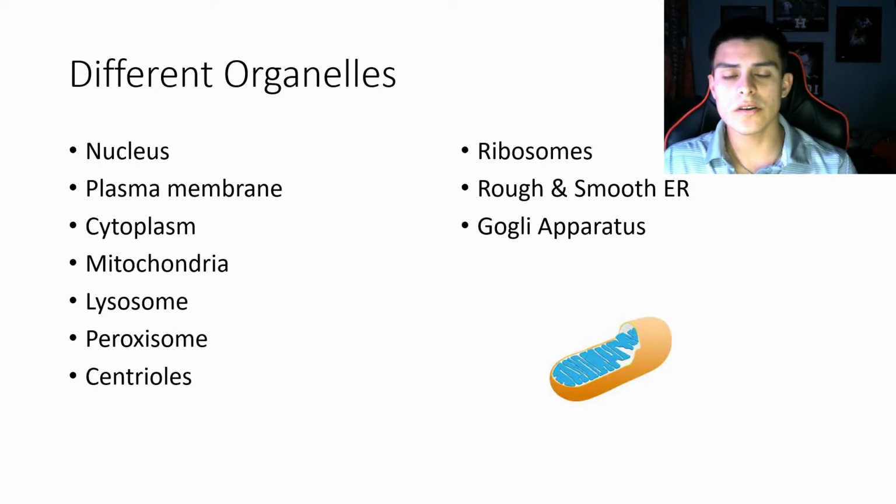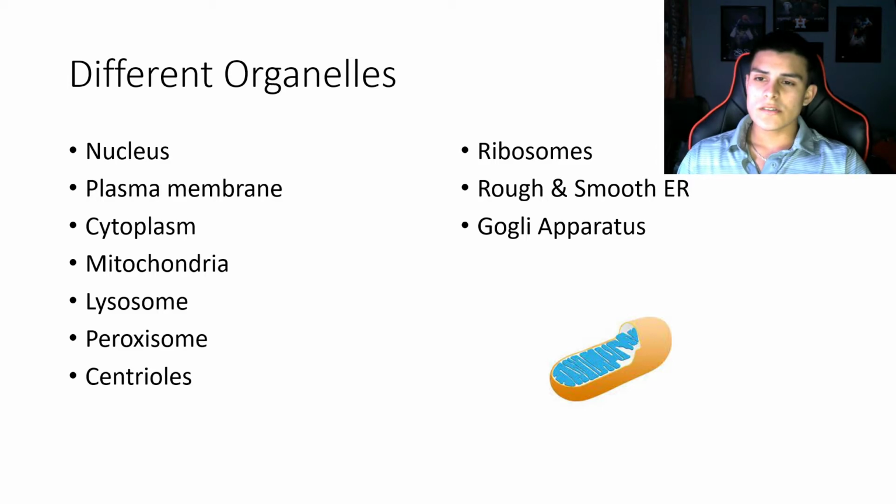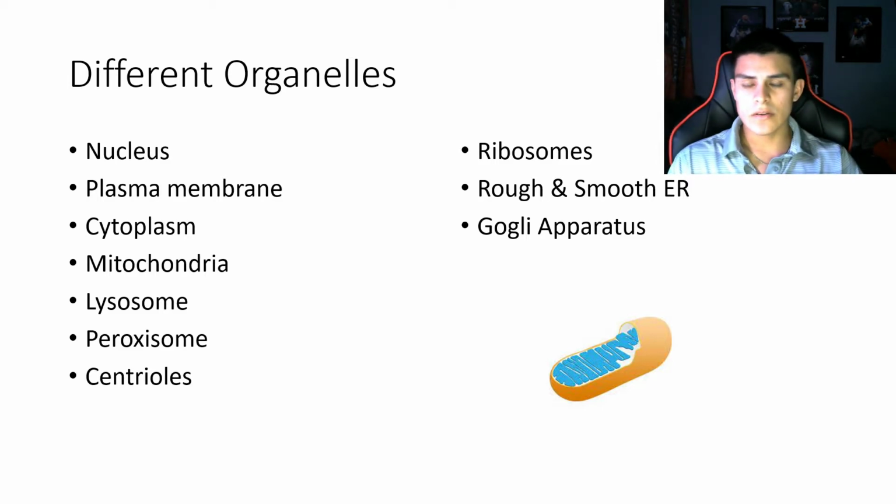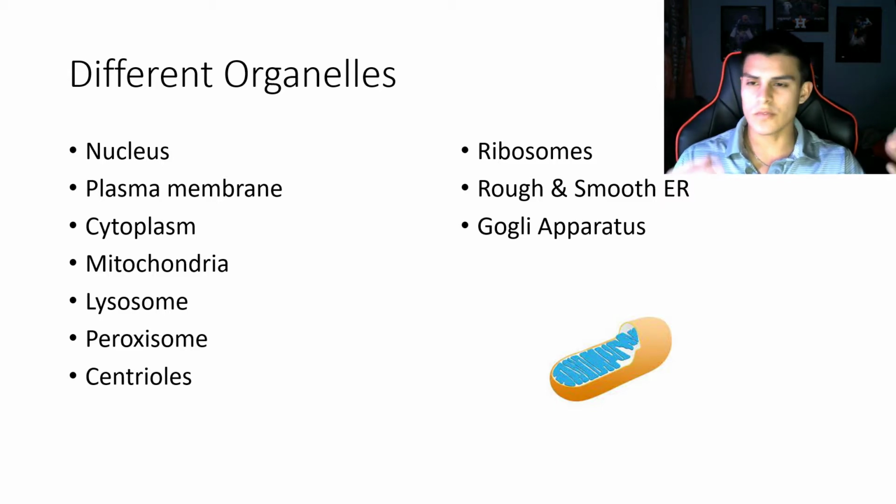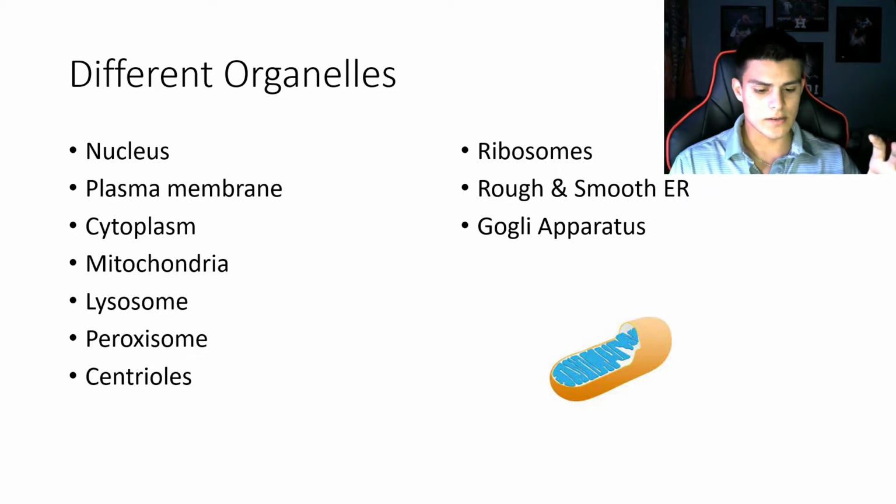We have the different organelles. We have the nucleus, which is the brain of the cell. It tells the other organelles what to do, basically. We have the plasma membrane that separates the insides of the cell, which is like all the insides, from the outside environment-ish.